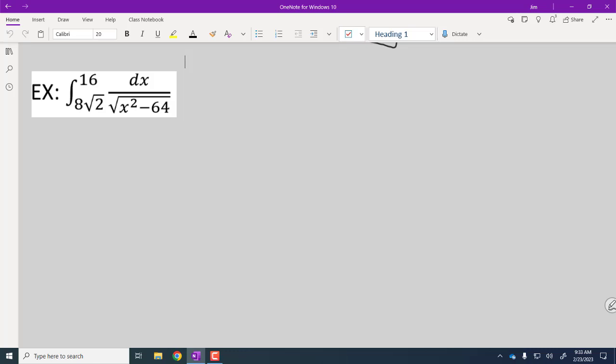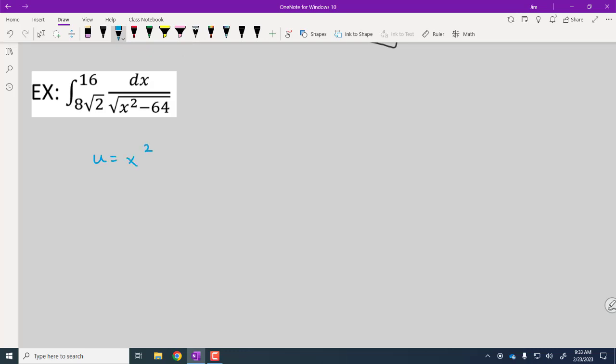And when we look at this, it's important to understand why U sub does not work here. U sub does not work because if we were to let U be that quantity inside the square root, if we were to let U be x squared minus 64, what's the derivative of x squared minus 64? 2x. And there is no 2x in there. So that's why U sub is not going to work, because the derivative of our U is not present anywhere in the integrand.